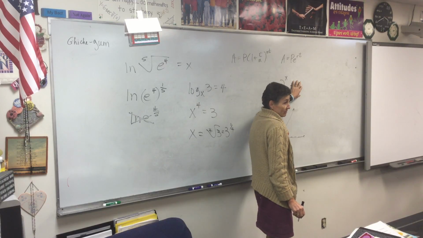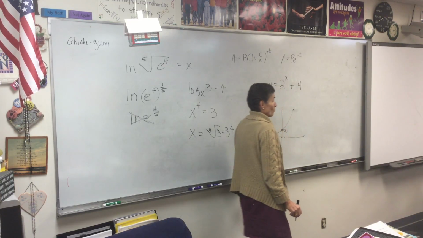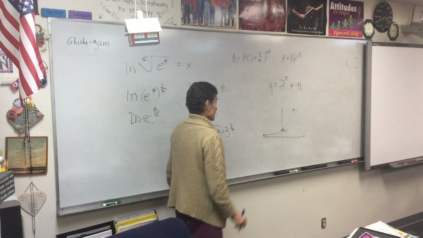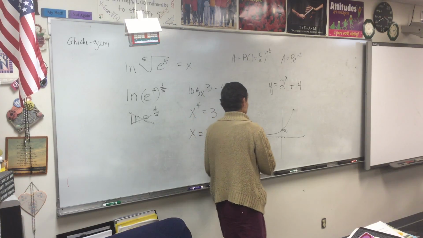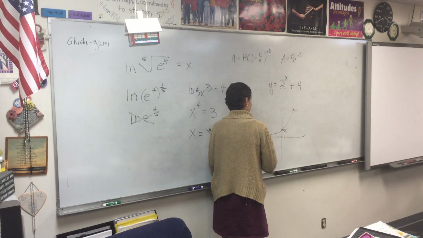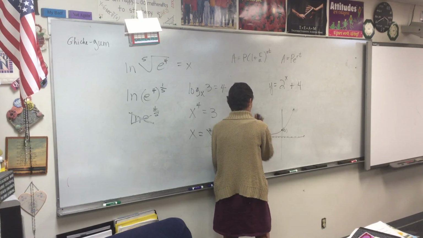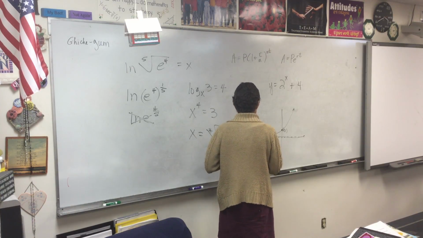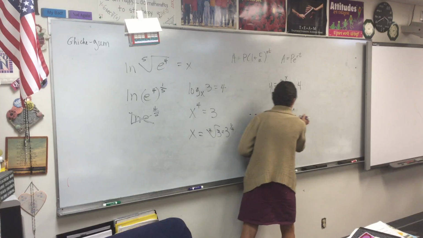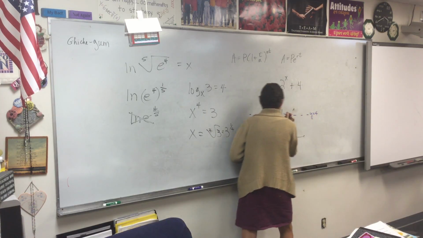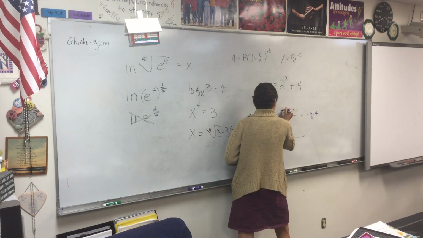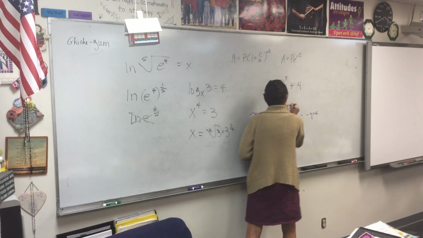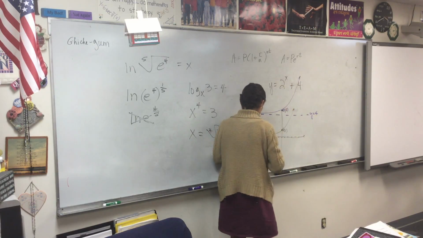Now, what's plus 4 do to that? It's going to take that picture and move it up 4. So this asymptote was at y equals 0. Well, now that asymptote's going to be clear up here at y equals 4. And the point is going to be 0, 5. But it's going to be exactly the same picture.